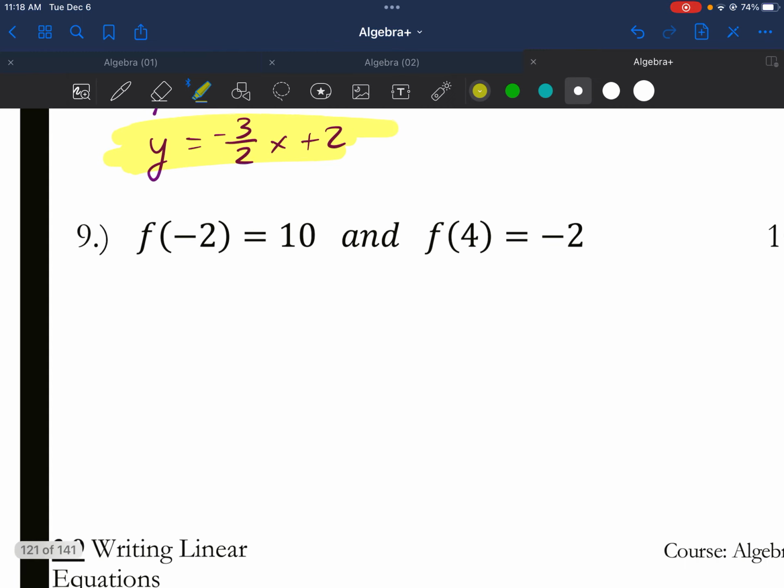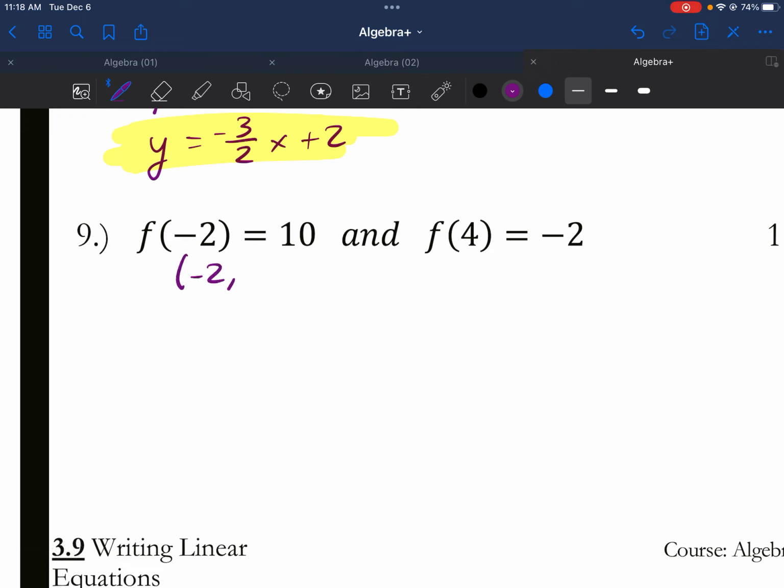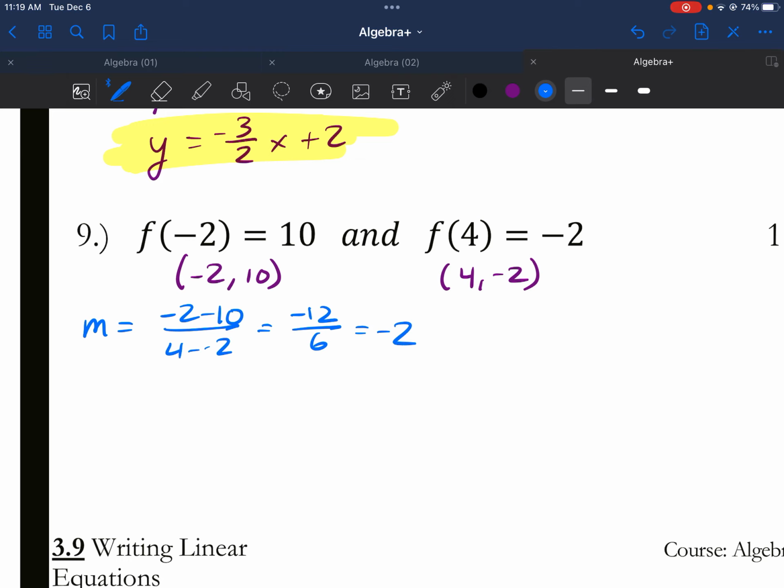Question number 9. Now this comes directly from Unit 2 when we dealt with functions. You can translate this into negative 2 comma 10 and 4 comma negative 2. Do you see how I took this, made it my x, this made it my y? This made it my x, this made it my y. Well, I have 2 points now, which means I can solve for slope because the only thing I can do with 2 points is solving for slope. So I get a negative 12 over 6, which gives me a negative 2.